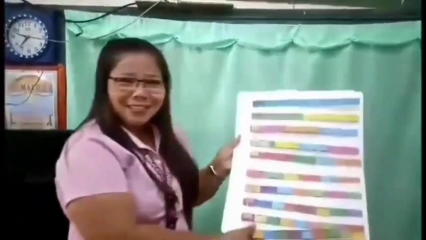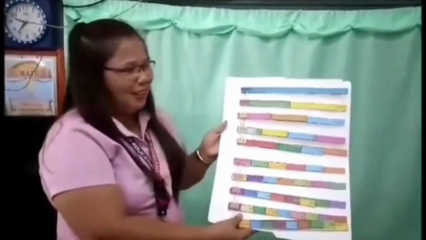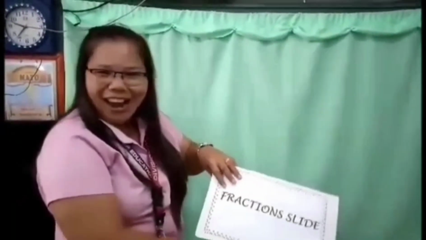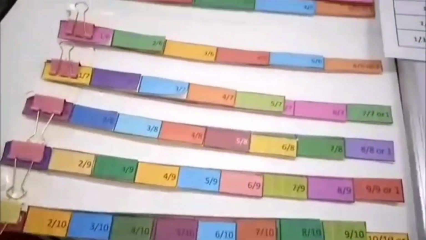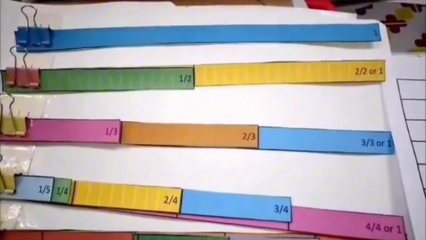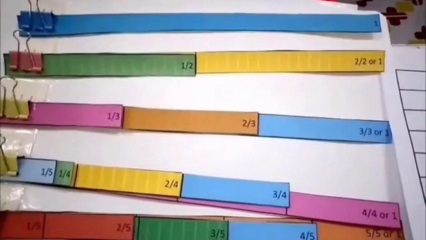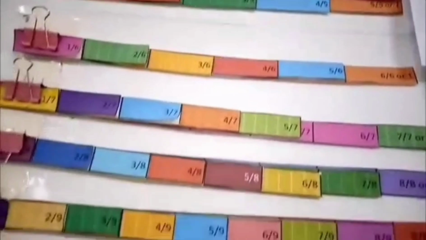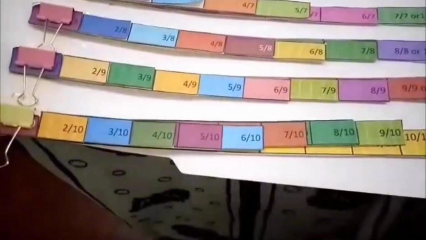Do you see this? This is what we call fraction slides. Are you excited? So let's begin. Children, let's watch this. We have the fraction slides or the fraction strips from denominator of 1 up to the denominator of 10.